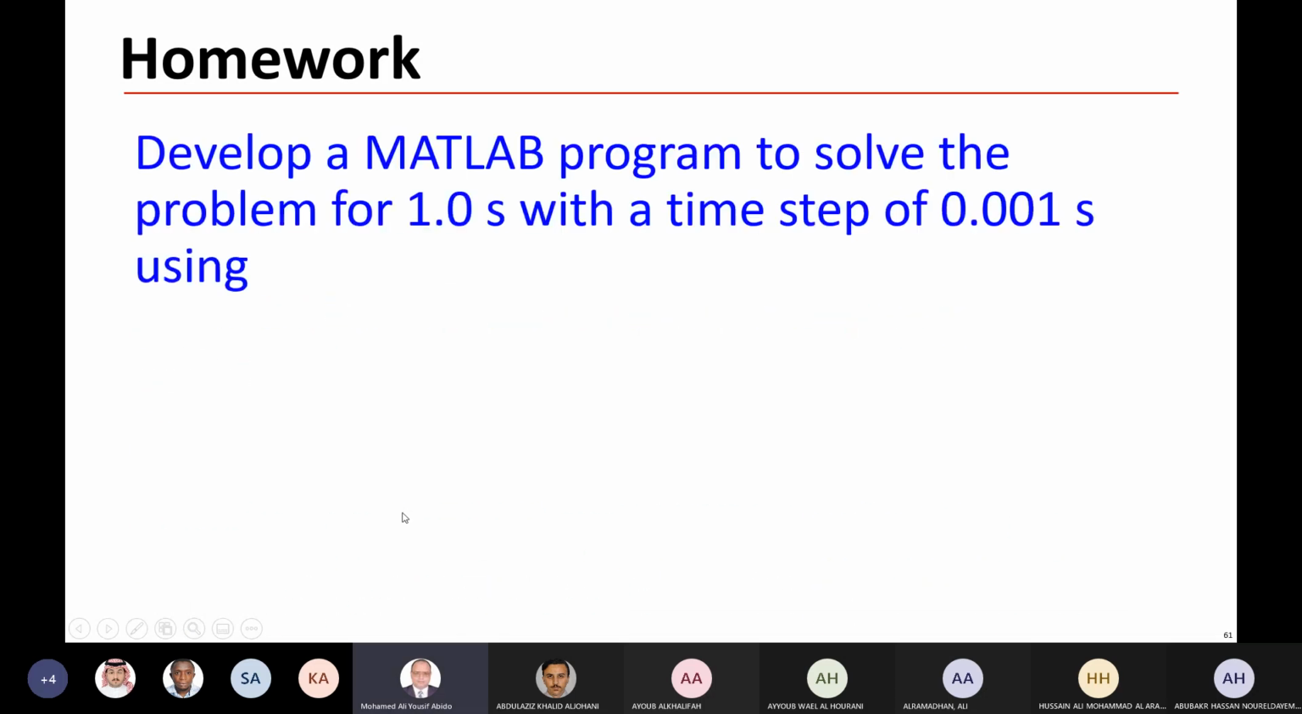I think the homework is already. Did we ask you to use MATLAB for solving the swing equations in homework number 3? Did you use ODE or the swing? No, doctor.